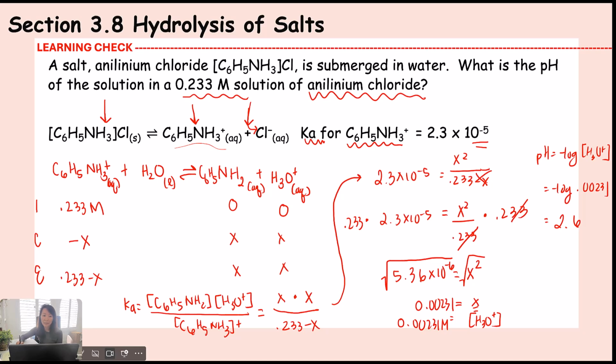So what does that mean overall after knowing this pH? We know that this is an acidic solution. Remember, an acidic solution is anything below the 7 on the pH scale.